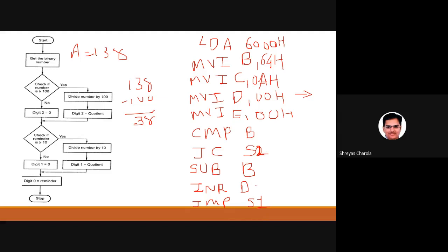After incrementing this, I need to jump to S1. Where should I write S1 from here? In this branch, where should I write S1? Again, compare it with B. Very good. Okay, so I'll write the S1 here. Very good.